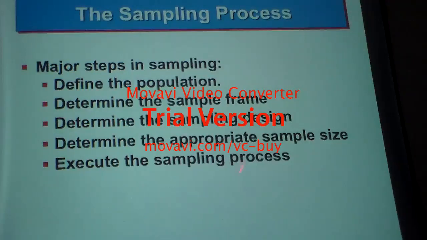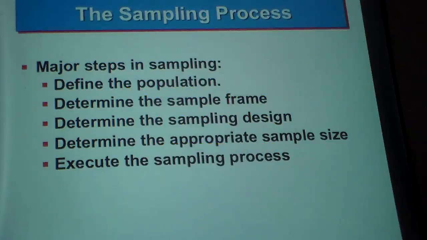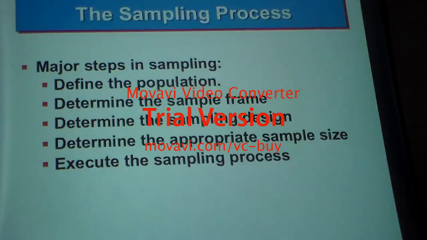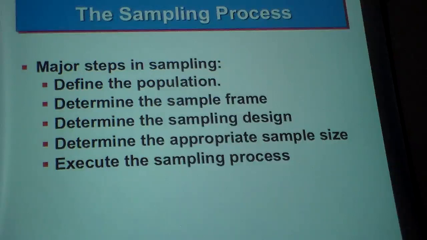Here are some steps. First one is to define the population. Who is your population? Decide about your population. It depends on your topic. Then determine the sample frame, meaning the sample characteristics. What should be the sample characteristics? How should we define this sample? What are the limits of this sample?